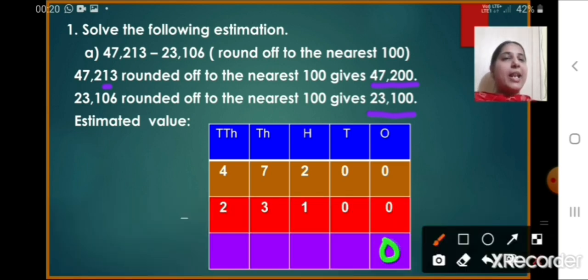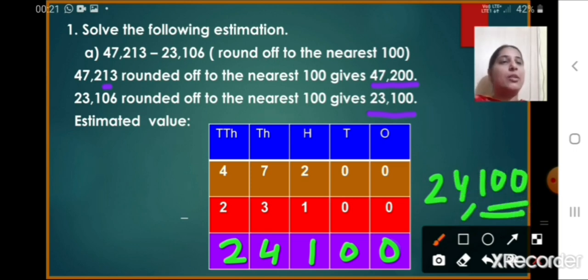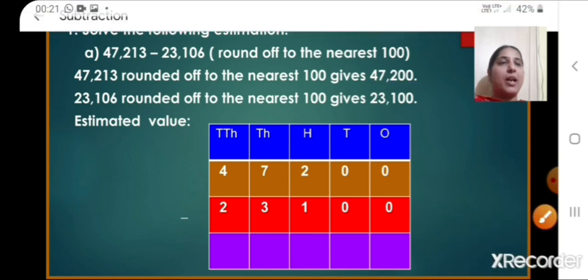Now look at the tens place. 0 minus 0, again we will get 0. And now look at the hundreds place. 2 minus 1, we will get 1 only. Now look at the thousands place. 7 minus 3, 4. And now look at the 10,000s place. So 4 minus 2, 2. So what is the estimation here? It's 24,100. Okay, children?